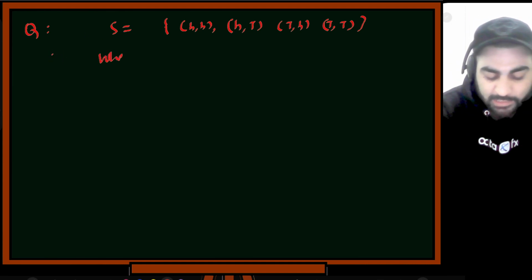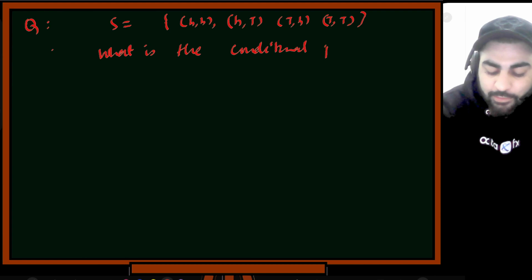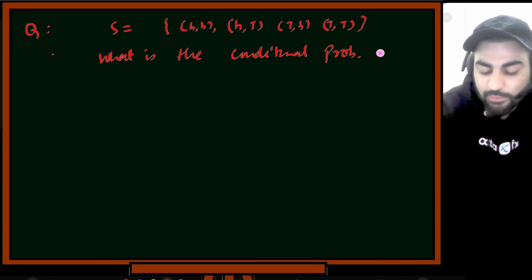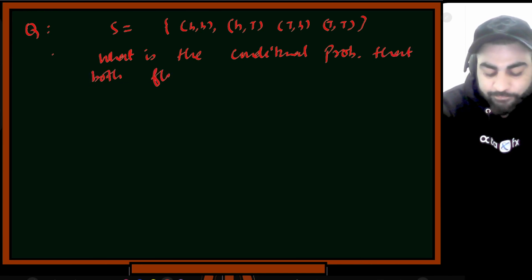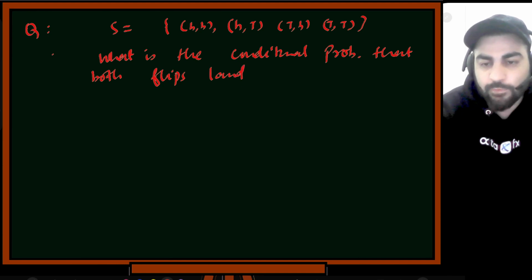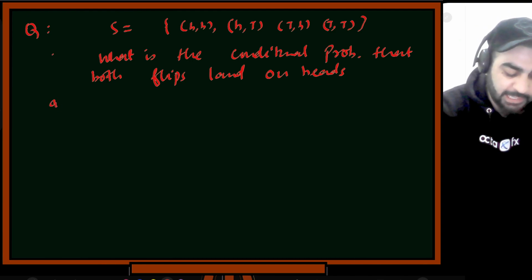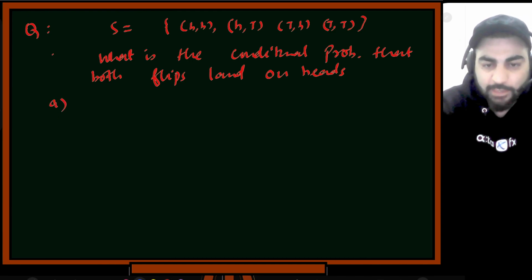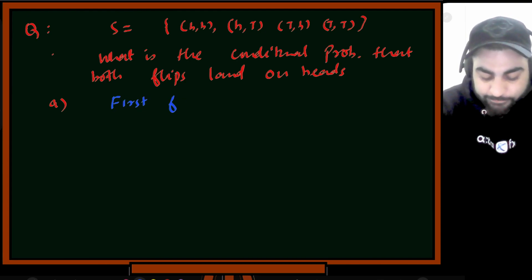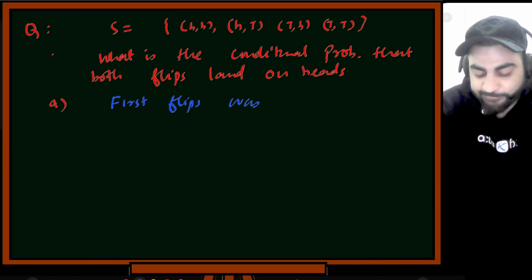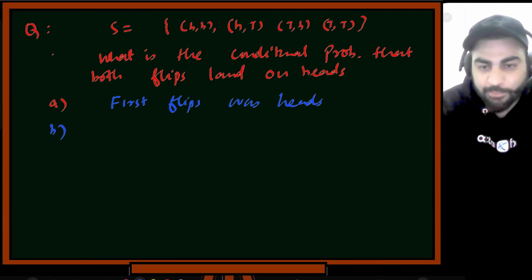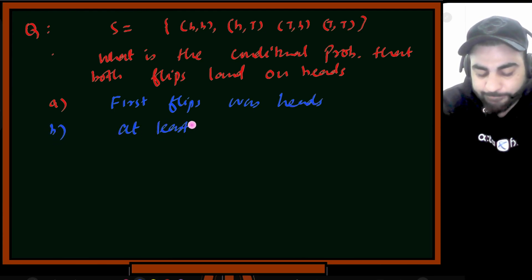Now, what is the conditional probability that both flips land on heads, given the following. Part A: the first flip was heads. Part B: at least one flip is heads.